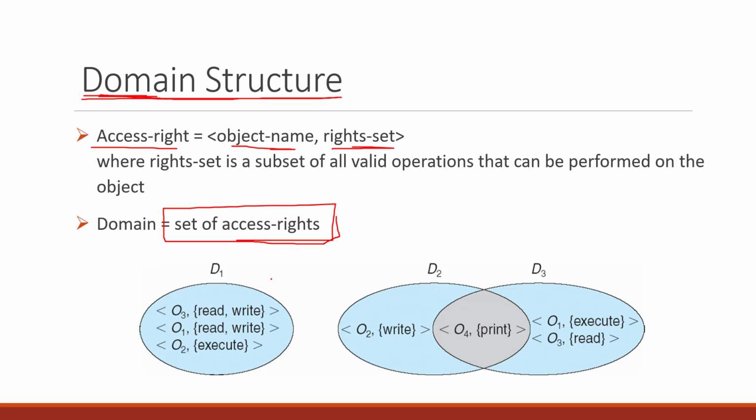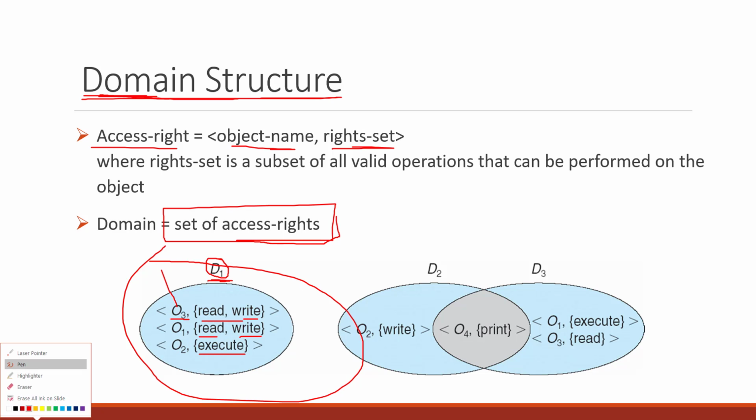Let's understand this with an example. Let's consider we have a domain D1, and inside this domain we have object 1, object 2, and object 3. These objects can be users, processes, or files. I want to keep it general, so these can be anything. Object 1 in domain 1 has read and write access. Similarly, object 2 has execute rights in D1, and object 3 has read and write access in this domain.